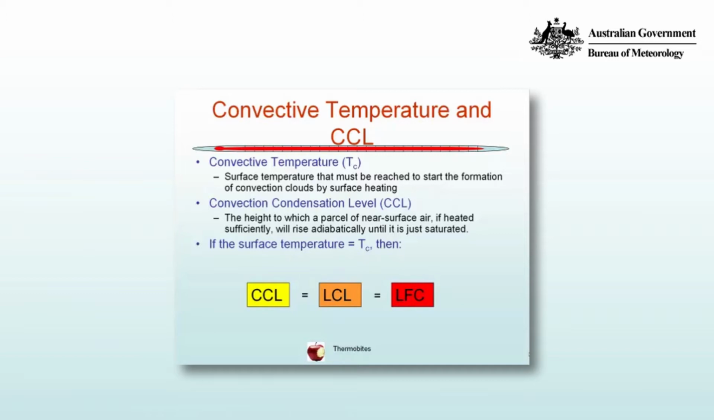So we arrive at something known as the convective temperature, which we saw as the temperature at which surface convection is first initiated, and that corresponds to a convective condensation level, the height to which a parcel of near surface air, if heated sufficiently, will rise adiabatically until it is just saturated. And if the surface temperature is equal to Tc, the convective temperature, then the convective condensation level is equal to the lifting condensation level is equal to the level of free convection, and parcels will therefore freely convect. That is, they're ascending due to the release of latent heat.